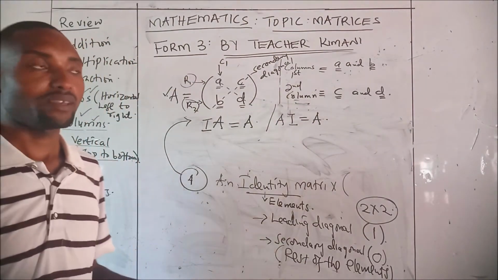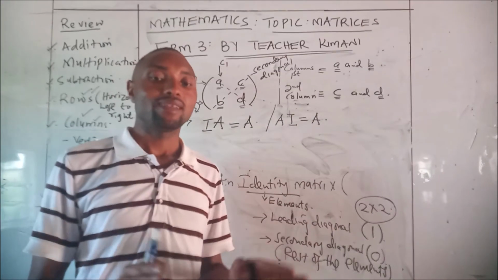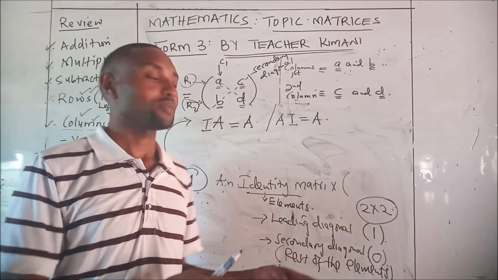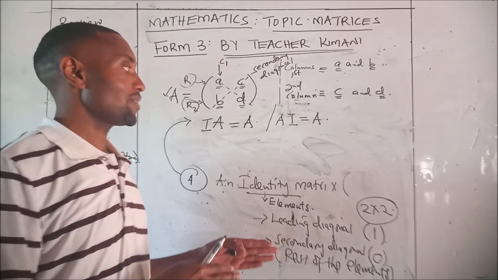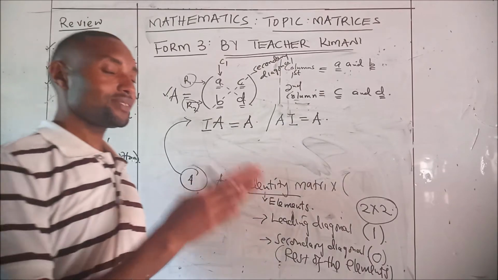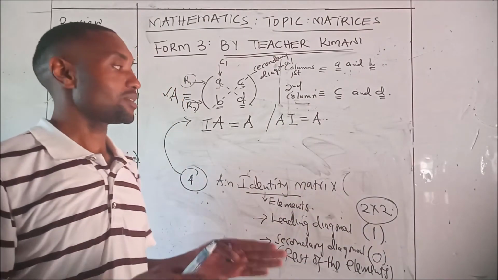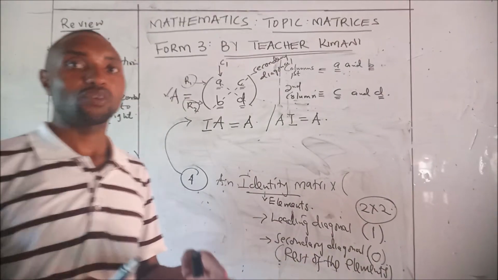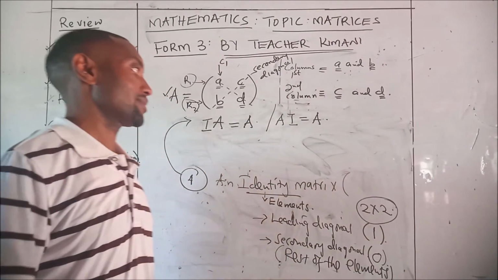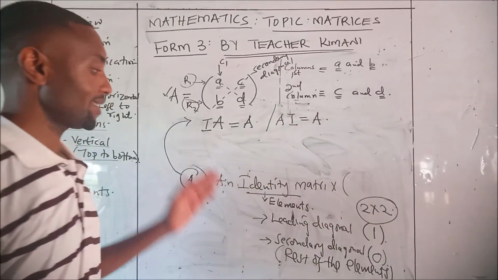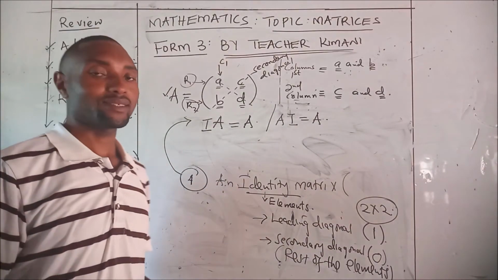So in any way, whether the identity matrix precedes the original matrix in multiplication, or whether the identity matrix succeeds the original matrix in multiplication, it does not alter that matrix. And that is what we need to understand, the uniqueness in the identity matrix.